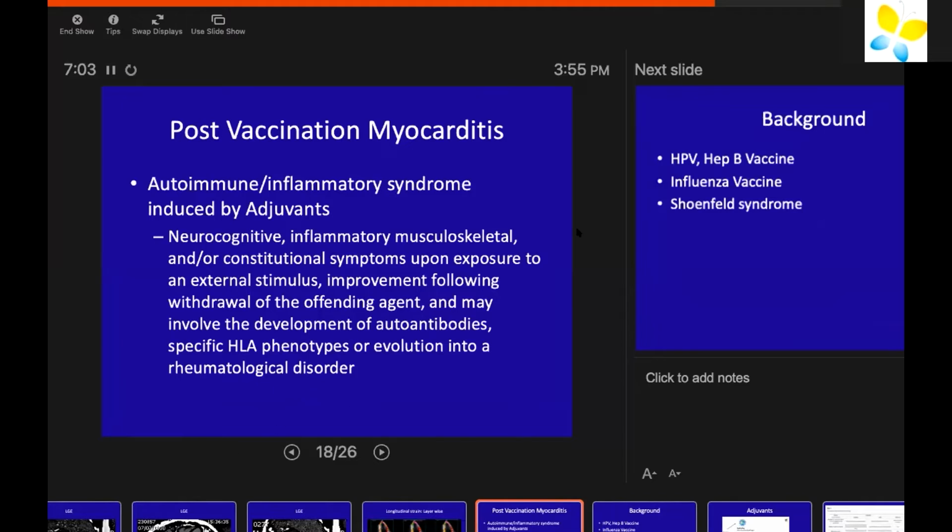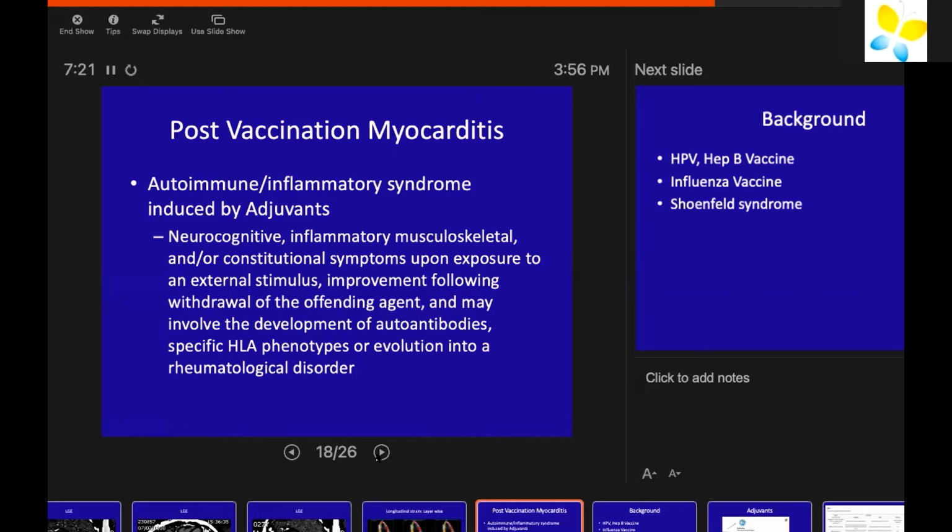Our patient had musculoskeletal symptoms. There was an external stimulus. Obviously, there was nothing to withdraw because it was just a single vaccine. Antibodies we did not see, but this was the overall definition of post-vaccination myocarditis.